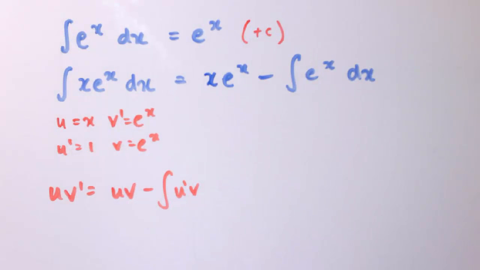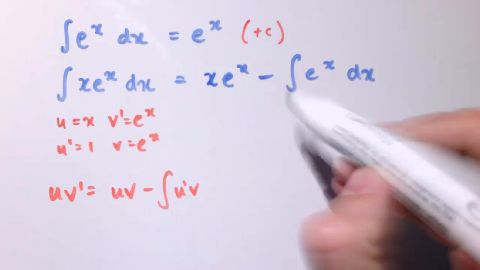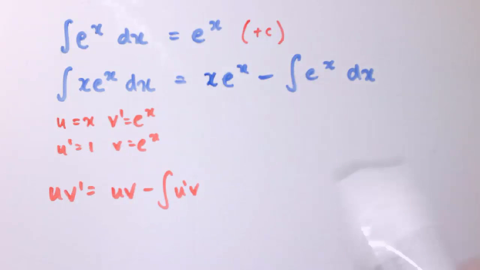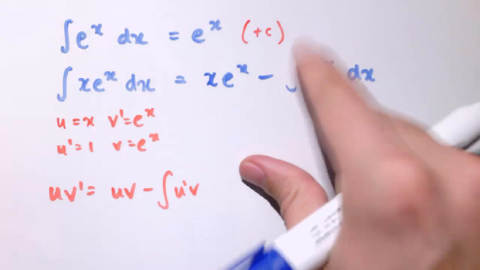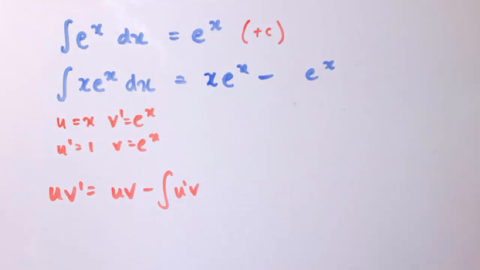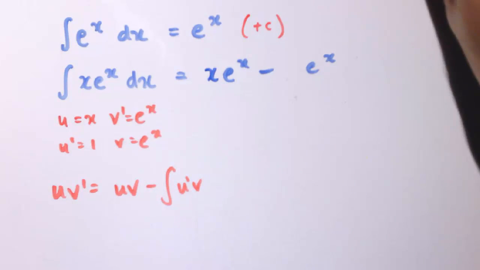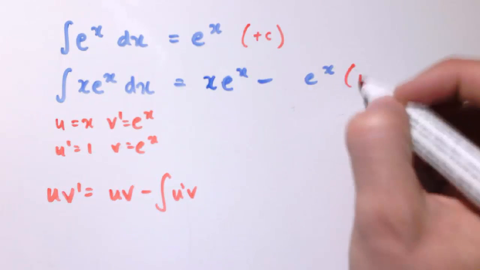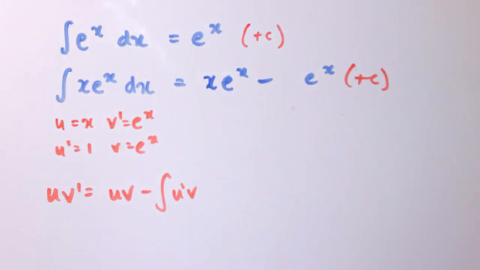Now, this one we can do, of course, because the integral of e to the x is just e to the x, and notice that it was also the integral that I wrote down up here. So I can say that's x e to the x minus e to the x, and if we like, we can have our constant of integration.